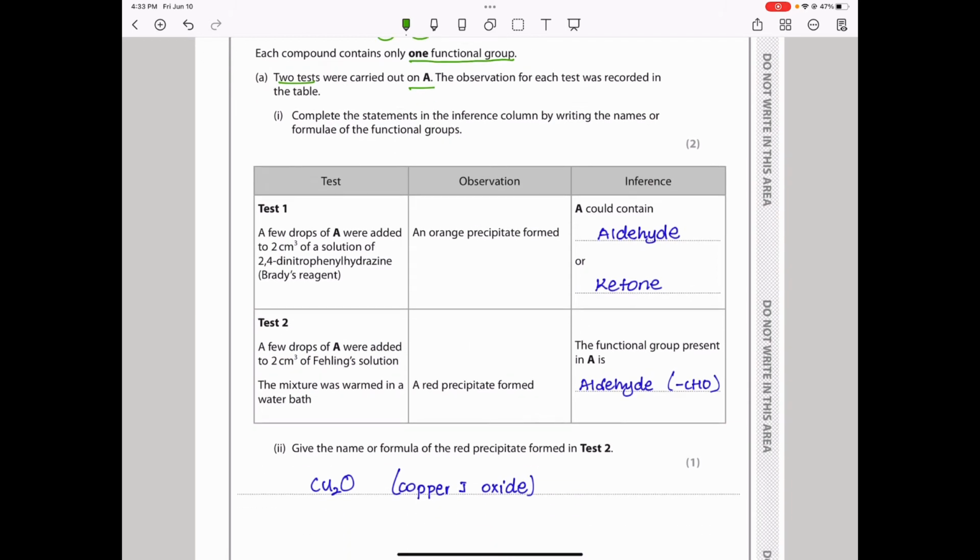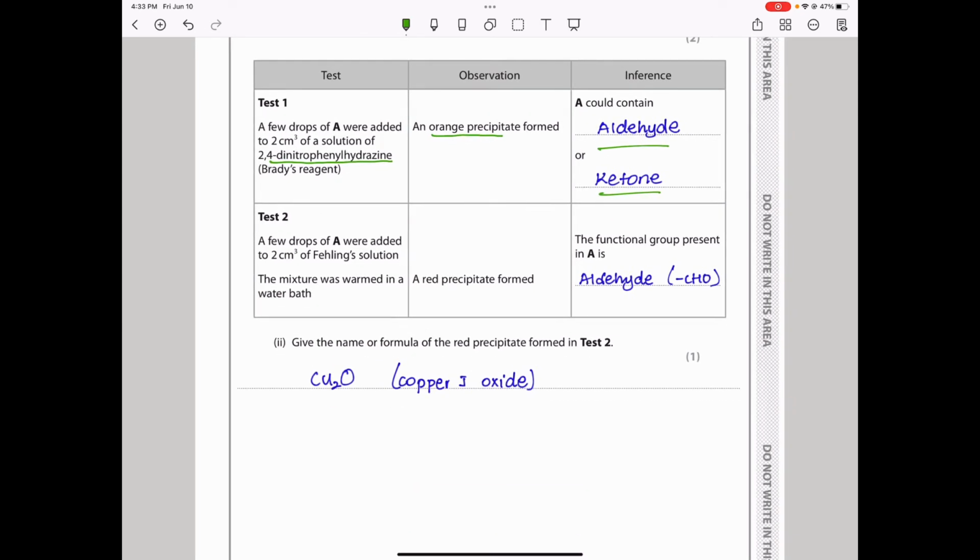So the first test says a few drops of A were added to 2 centimeters cubed of 2,4-dinitrophenylhydrazine. An orange precipitate was formed. Everybody should know that when 2,4-DNPH is added to any compound and you get an orange precipitate, that is a confirmation that there is either an aldehyde or a ketone. It confirms presence of a carbonyl group. So here they say A could contain an aldehyde or a ketone.